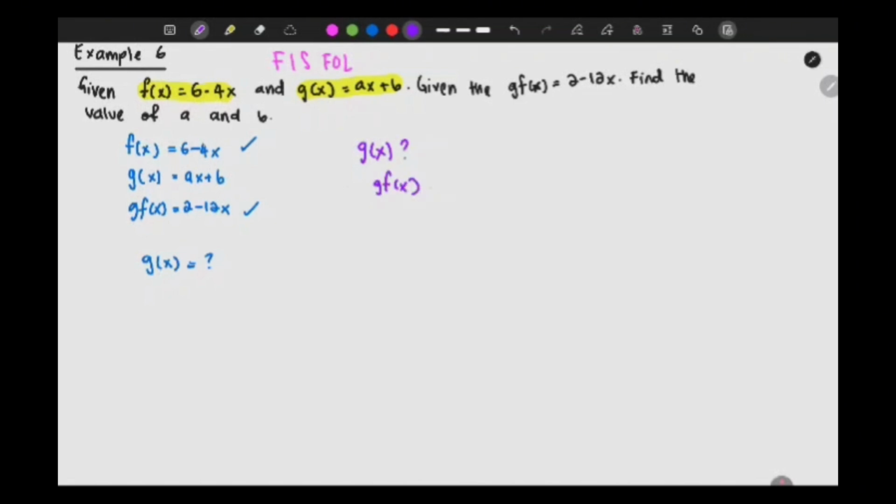So what's your gf(x), by the way? 2 minus 12x. And the next step, you expand them. You put a bracket, you split them, isn't it? So g(f(x)) will equal 2 minus 12x. I didn't change anything, I just added a bracket. Before that, you should substitute. Don't forget to substitute. What's your f(x)? 6 minus 4x. Replace.